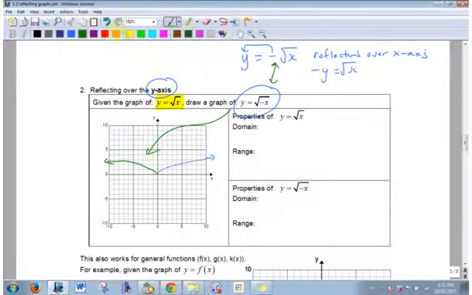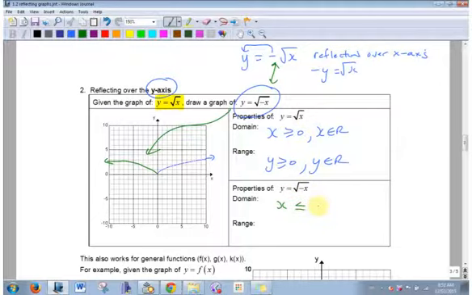So, my original function, again, x greater than or equal to 0, the range, y all real. This new guy, well, if you're a memorizer, did my domain change? What are the x values of the green graph?